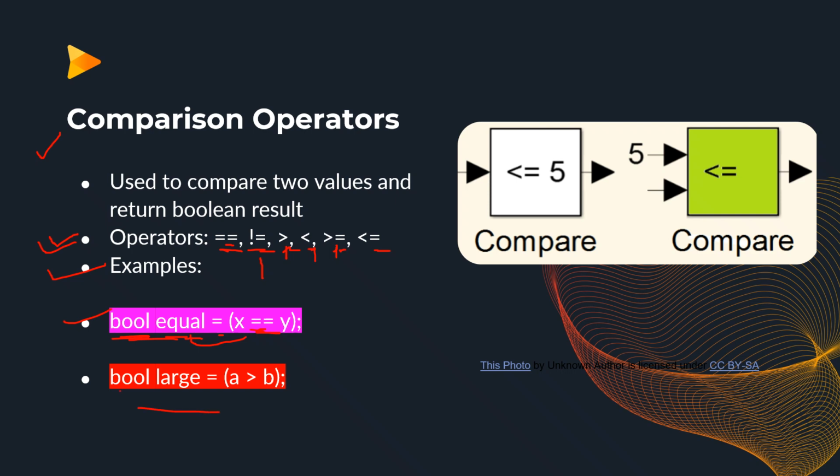Now we have also created one more example. Boolean large will check whether a is greater than b. If a is greater than b, then it will provide true, or if it is incorrect, then it will provide false. Okay, so now we have completed comparison.